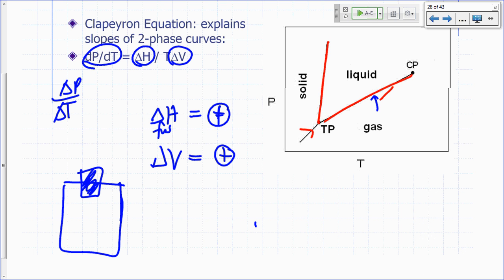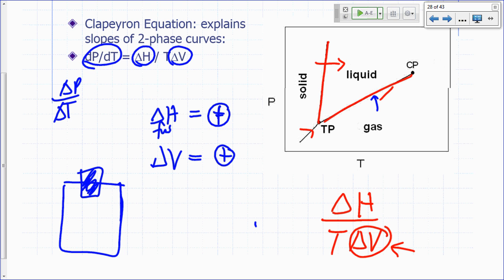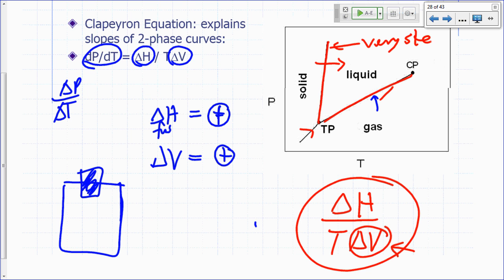The slope of your curve, delta H over T delta V, right? It's steeper for solid going to liquid because your delta V is going to be a very small number. Okay? There's not much of a change in volume when you're going from a solid to a liquid. So a very small denominator would make the whole fraction a much bigger number. So this is very steep, right? You'll notice this is a very steep curve. Whereas this one is less steep.